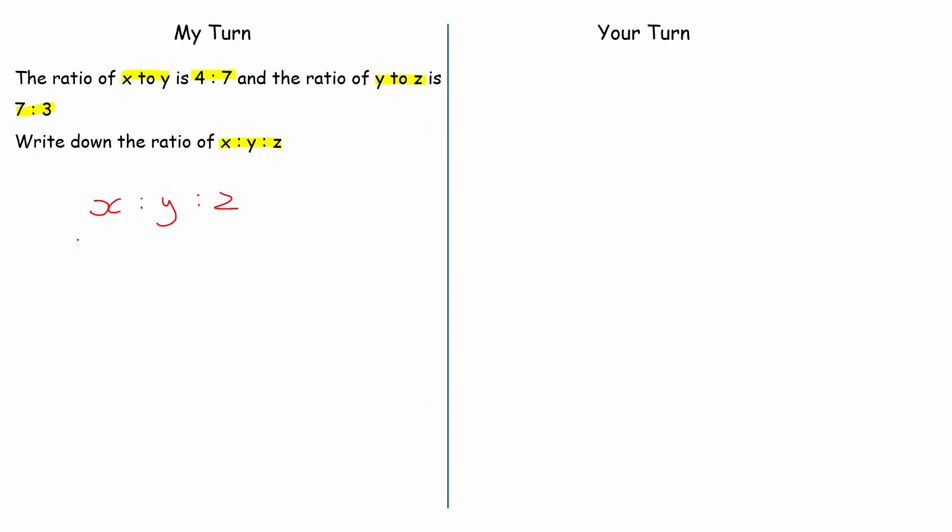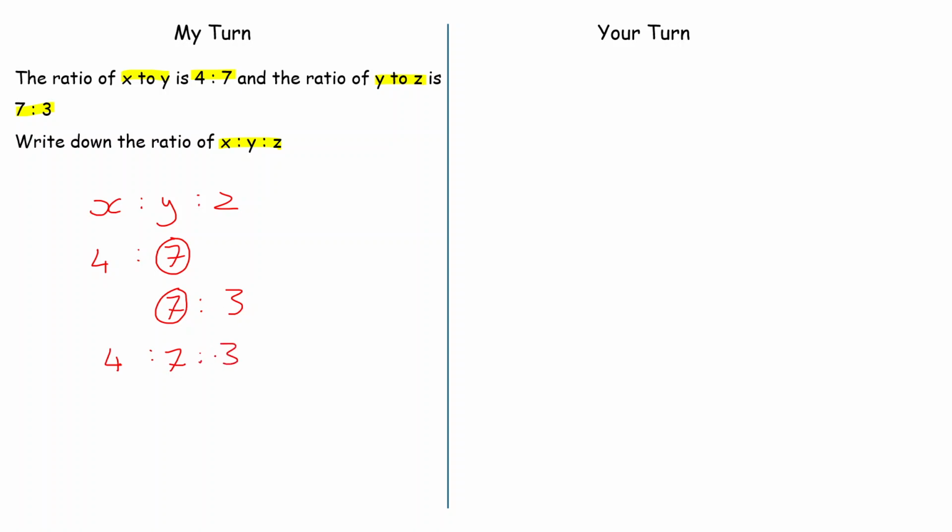I know that x to y is 4 to 7. I know that y to z is 7 to 3. And importantly here, you can see the y part in both is exactly the same. So when there's 7 y parts, there's 4 x parts. And when there's 7 y parts, there's 3 z parts.